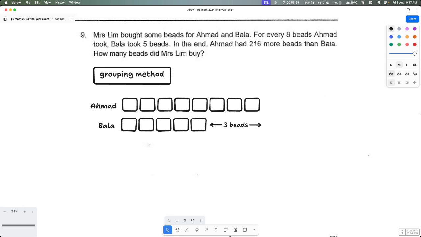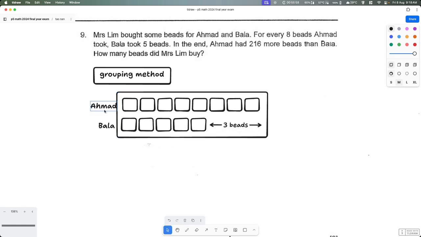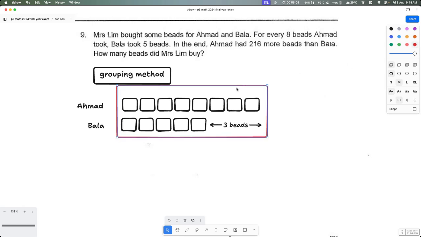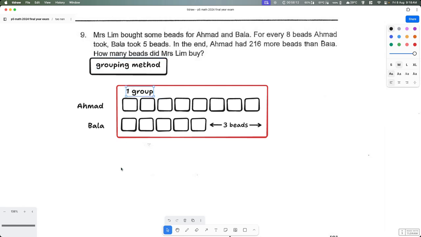So we can say this is like one group over here. This one will be just one group, right? This black, so one group is this. So we'll say one group has 3 beats difference.